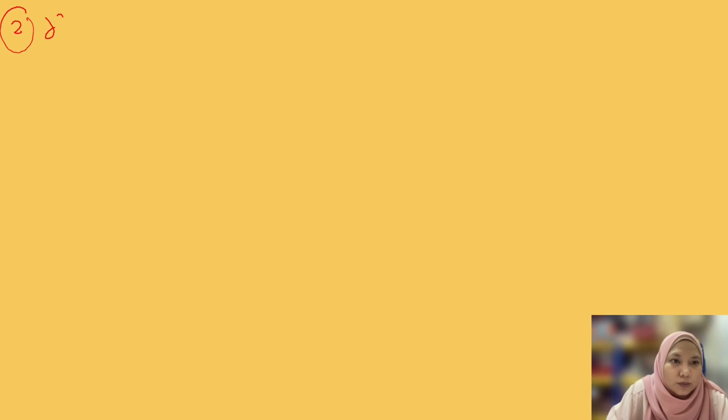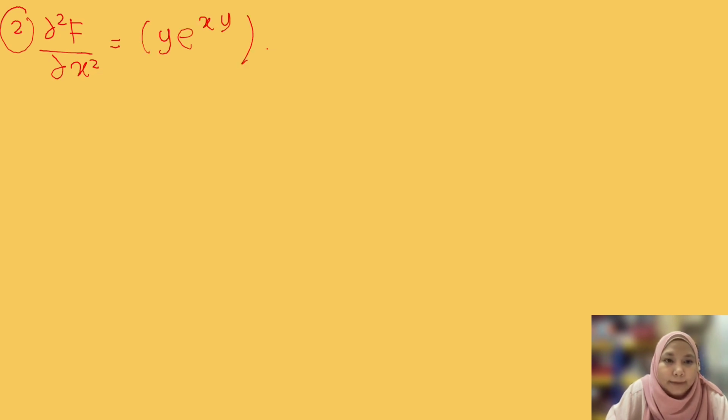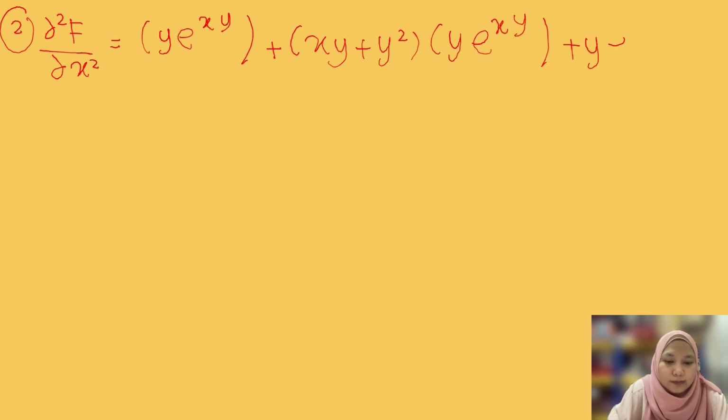We get d squared f over dx squared. Differentiate the first partial derivative. Don't differentiate the original function again, or you will get the same answer as step 1. Take the one that you got in step 1 and differentiate again. So you will get y exponent xy plus xy plus y squared, y exponent xy plus y exponent xy.